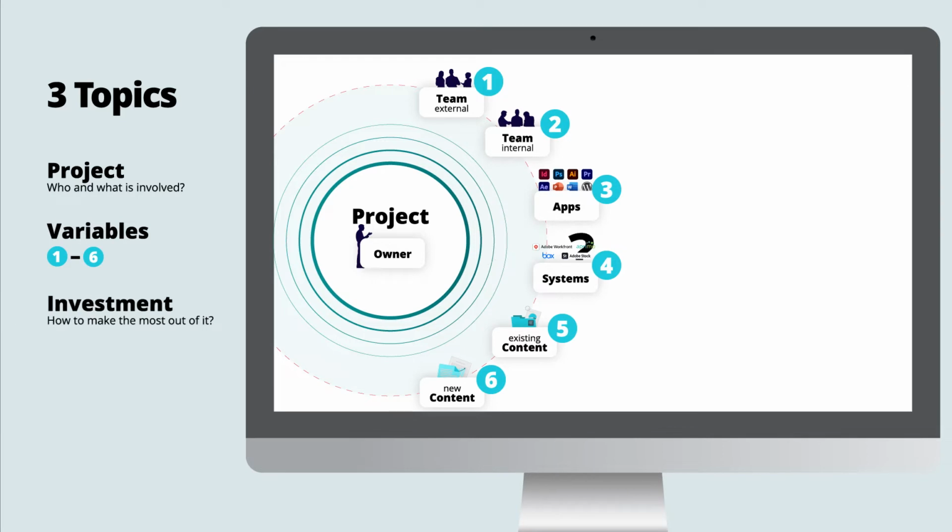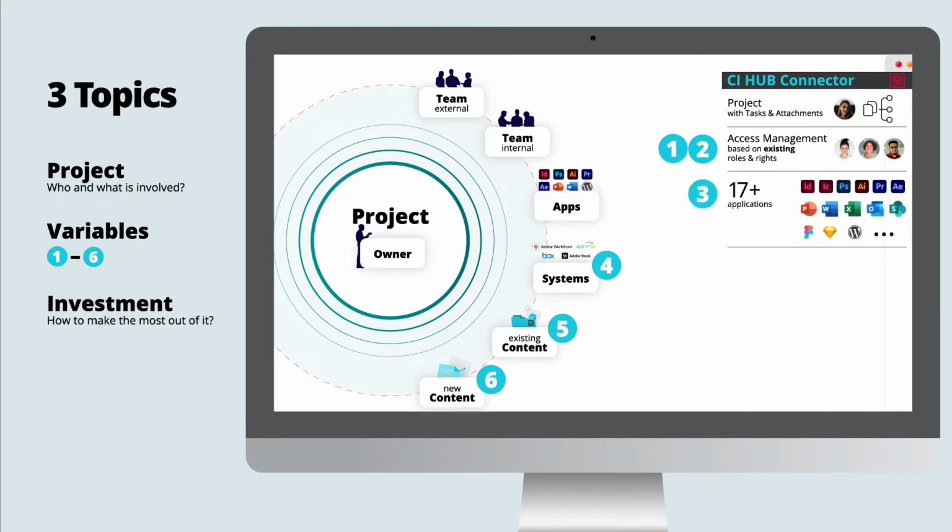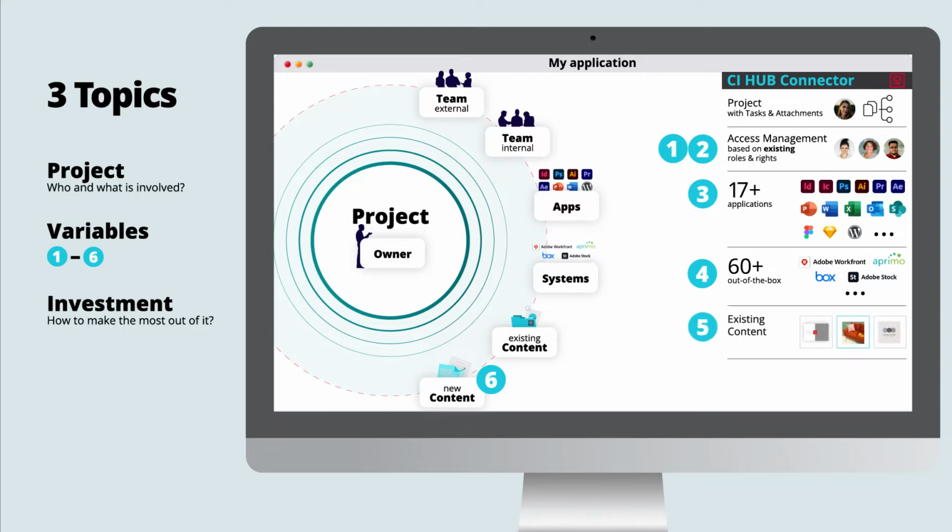And there is the company's investment in systems. I want to use these existing components efficiently, avoid manual steps, and thus ensure the return on investment. And that's exactly why we developed the CI Hub connector. To get an overview of the project, to use the existing access management, to handle project-related info and materials in my preferred application, to have a unified interface for all existing systems, to access content of these systems, and to add new content to these systems.